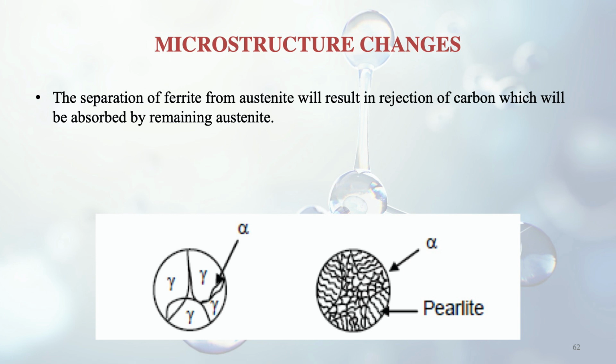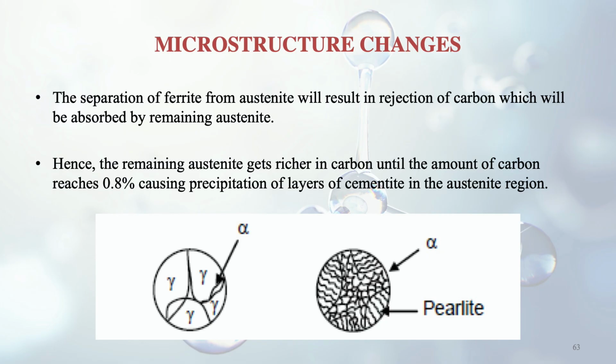Separation of ferrite from austenite will result in rejection of carbon, which will be absorbed by the remaining austenite. So carbon is being ejected out, but it is getting dissolved in austenite, because austenite has a greater capacity of dissolving it. Hence the remaining austenite actually gets richer in carbon, and until the amount of carbon reaches 0.8%, this goes on and it causes precipitation of layers of cementite in the austenite region.